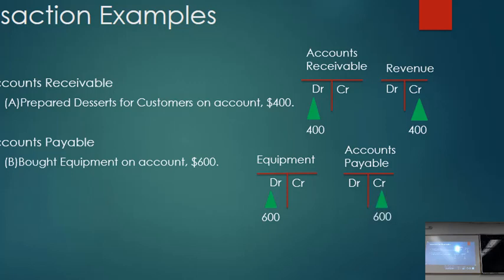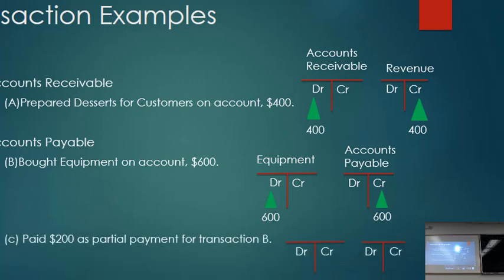Yes, because you invested in equipment, but not with your money, right? And I believe the next transaction will be one where you actually show a payment of what you owe to somebody. So this partial payment for $200 for transaction B was bought equipment on account for $600. So what you would do is decrease your accounts payable, what you increased before. So you would debit your accounts payable by the amount said, which is $200, and you'd also decrease your cash because you're paying off what you owed before.